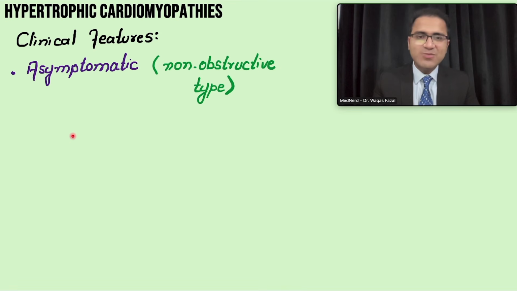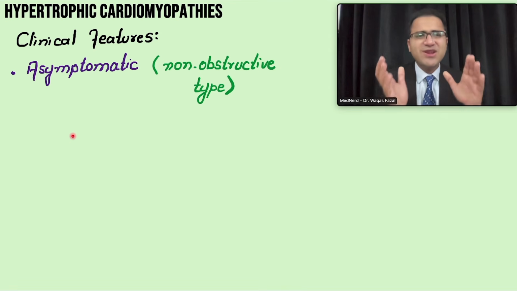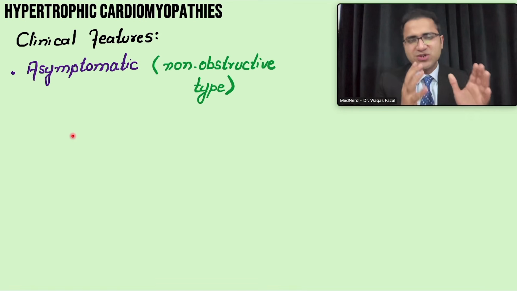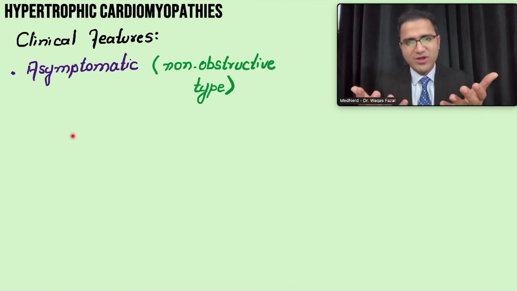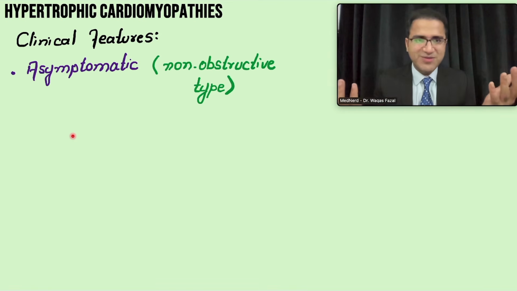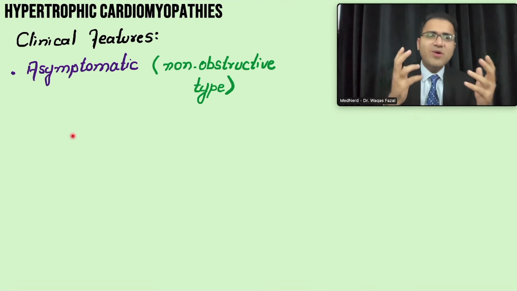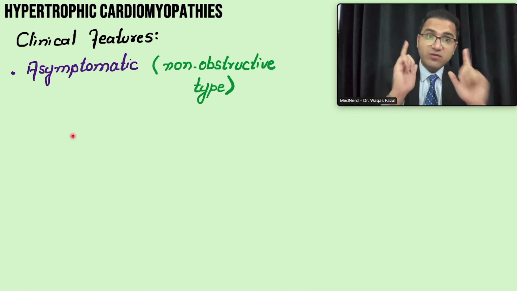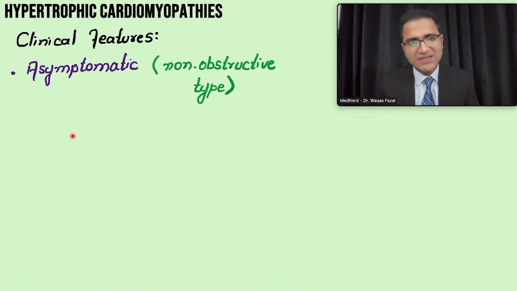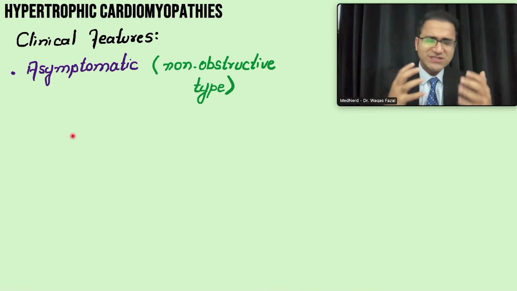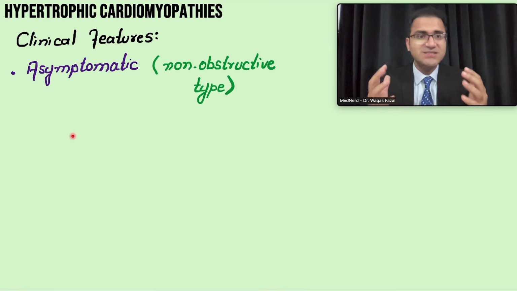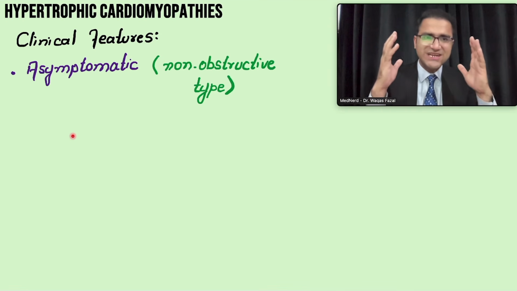Now, coming to the clinical presentation. In the clinical presentation, if it is a non-obstructive type, which is not obstructing the blood flow from the heart to the body, the patient will be totally asymptomatic. But if it is an obstructive type, then a common presentation is that the patient will have the first episode during exercise, where the patient is doing some extensive athletic work or is exercising, playing football, playing basketball, and all of a sudden the patient collapses, the patient gets syncope.